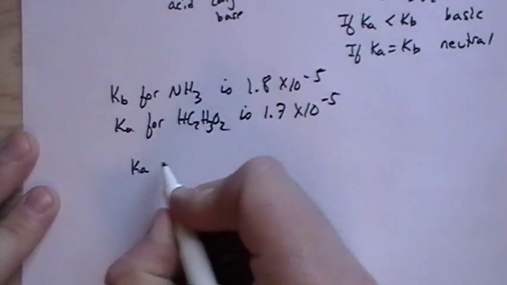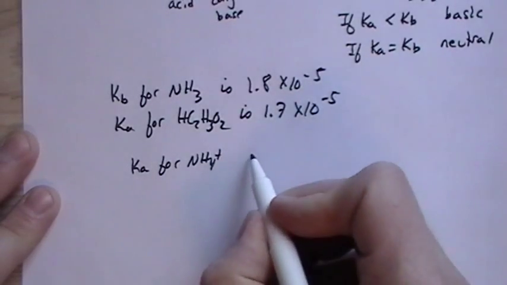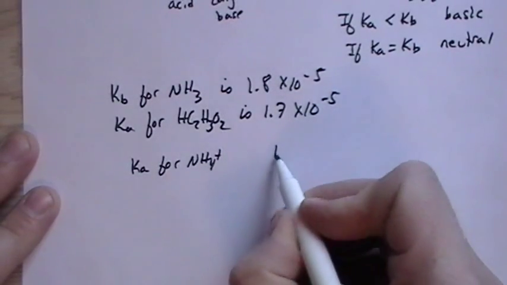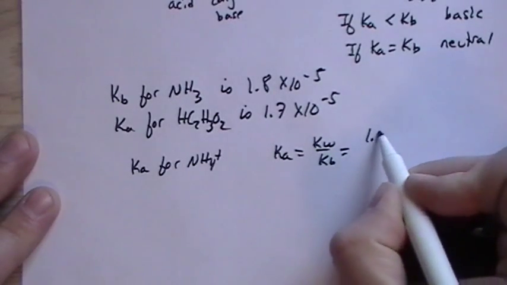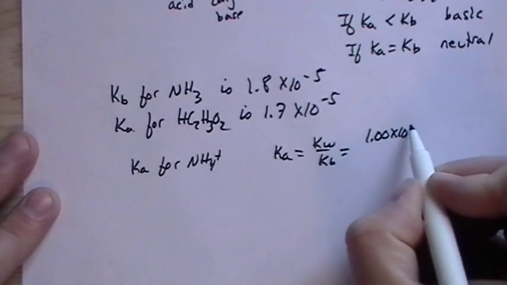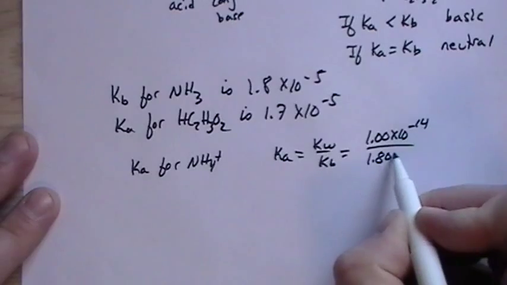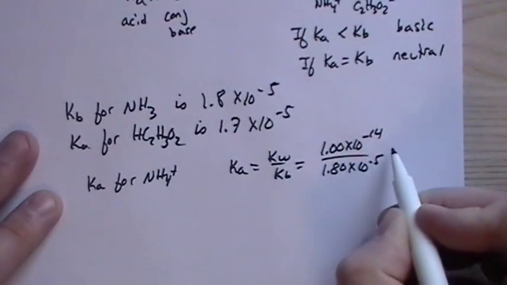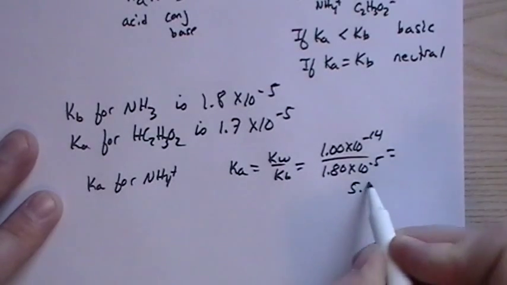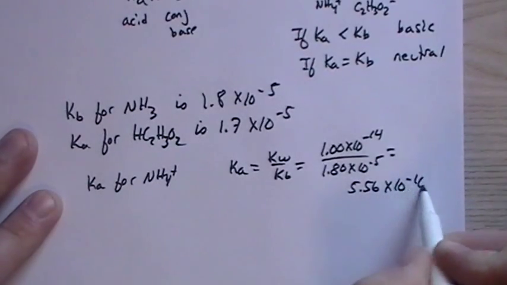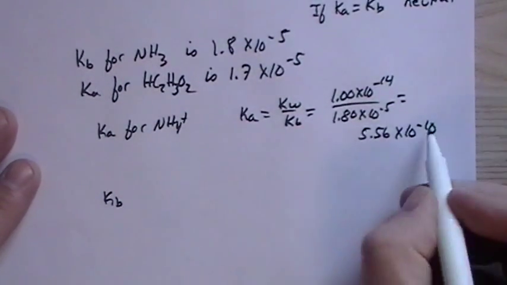So the Ka for ammonium ion, we figure that out. That is going to be equal to Kw over Kb, or 1 times 10 to the minus 14 over Kb, and I'm just going to put in the right significant figures. And this comes out to be 5.56 times 10 to the minus 10. So now we know our one number.